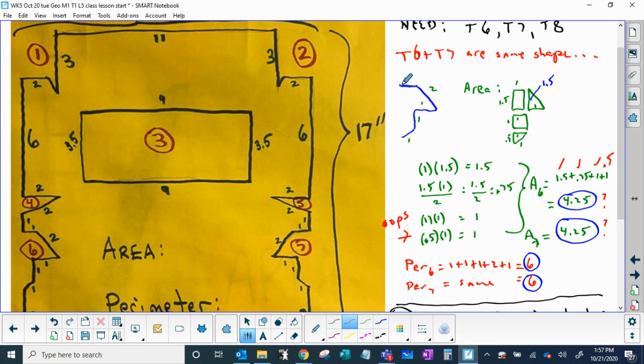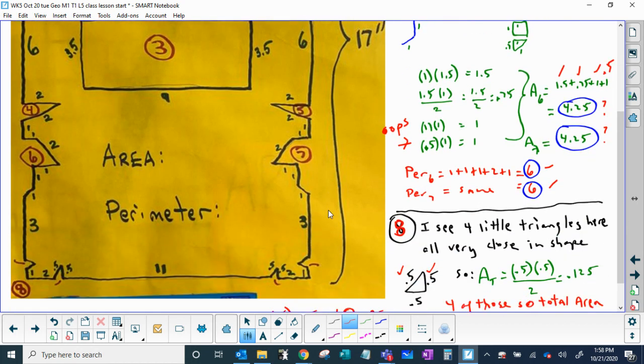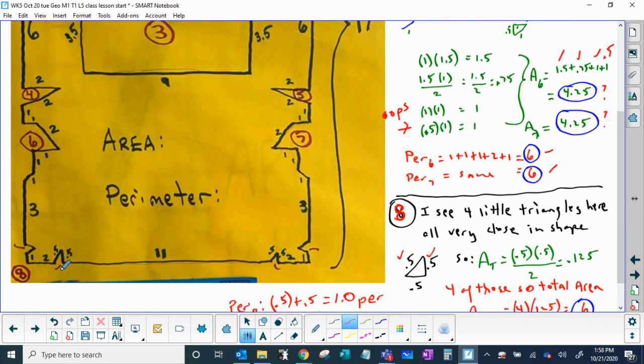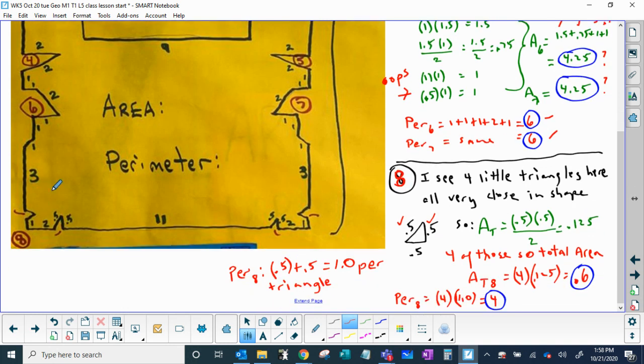Okay, perimeter. 1 plus 2 plus 1 plus 1 plus 1. Boom. 6 and 6. Okay, so this was a big piece of calculating for just a little bit of missing material. Now, I don't want to ignore these 4 little triangles at the bottom, so I call them a 1/2 inch by a 1/2 inch. Well, a half times a half divided by 2 is 0.125. We have 4 of those, so the area of those 4 is 4 times 0.125, which is 0.5.